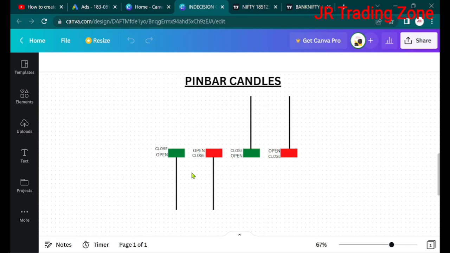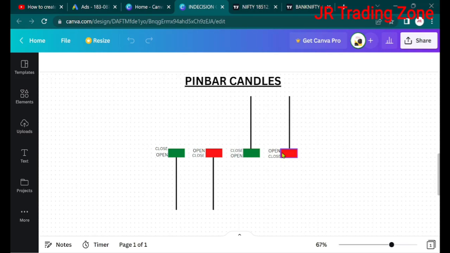You can see lots of pin bars in the chart, between the support and resistance lines, anywhere in between. But we don't consider and we don't give value to those pin bars. These pin bars at the right location, if this pin bar is at the support, if this pin bar is at the resistance, the value is completely different.